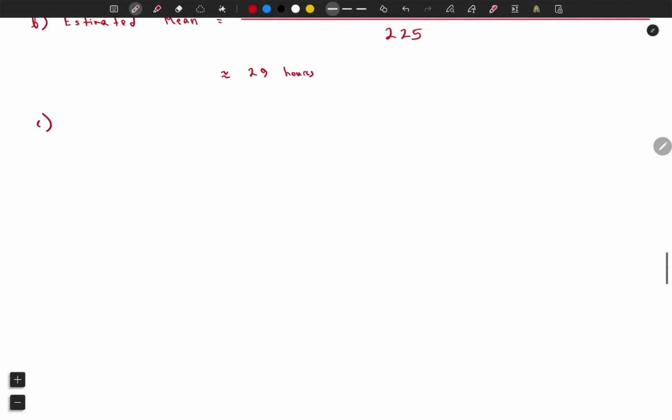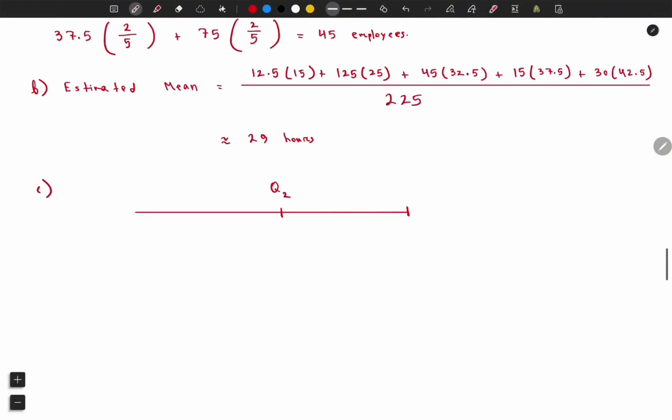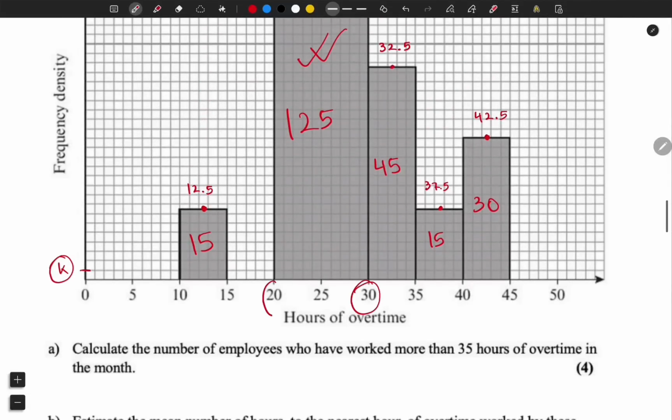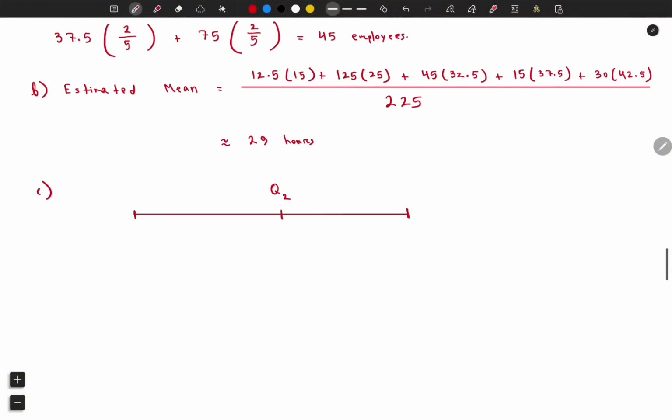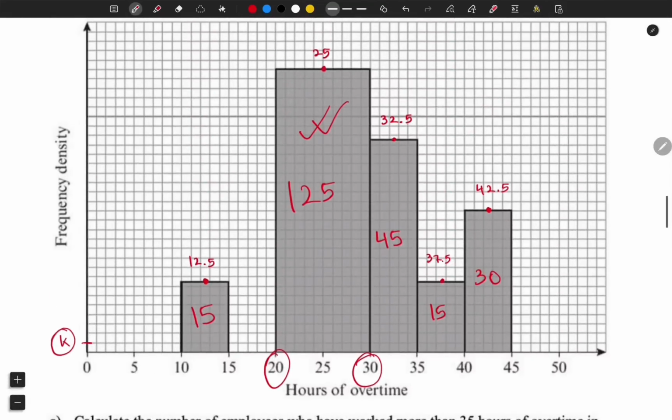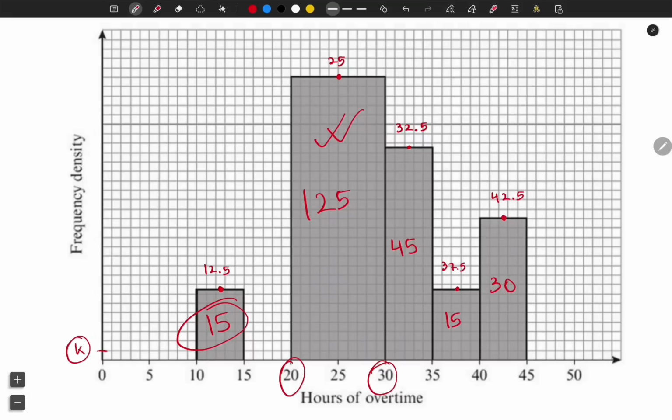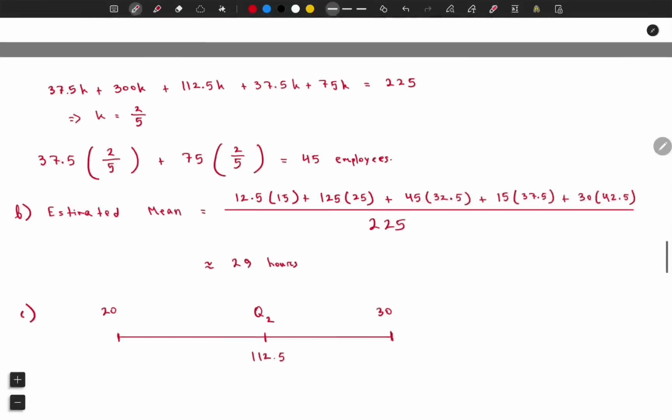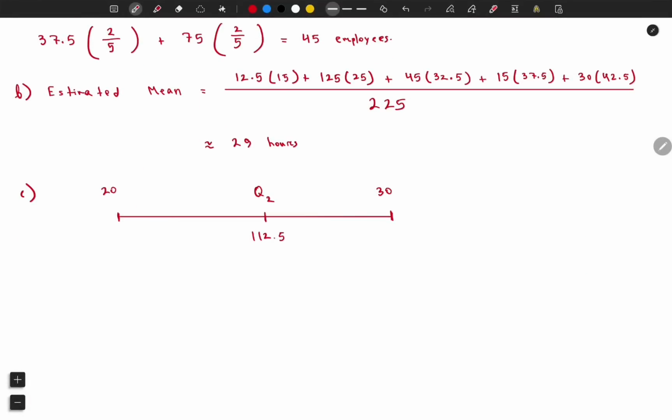So if you draw the diagram it should look something like this. Let's assume that this is the median, which is Q2, which is the number of hours worked. And the lower boundary of this class is 20 and the upper boundary is 30. And the frequency of the median is 112.5, and the cumulative frequency of the upper class will be 15 plus 125. So it's 15 plus 125, which is 140.